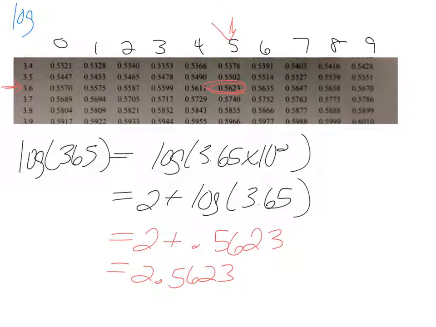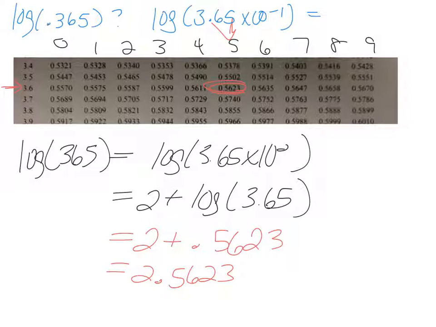How would we find log of 0.365? Well, I could find the log of 3.65 times 10 to the negative 1, which would be much easier, right? Because now I'm just moving the decimal one place. That would be negative 1 plus the same value, 0.5623, which does in fact equal 0.4377.